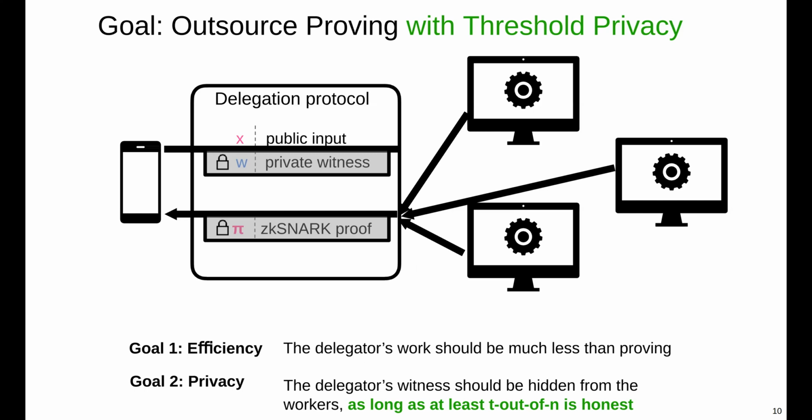Right? So again, these are our two North Star metrics, trying to go for maximum efficiency and also hit a lot of these threshold privacy goals. So as long as we have more than t honest nodes in the network who are non-colluding, we should be good. We should be able to achieve a certain amount of privacy guarantees.